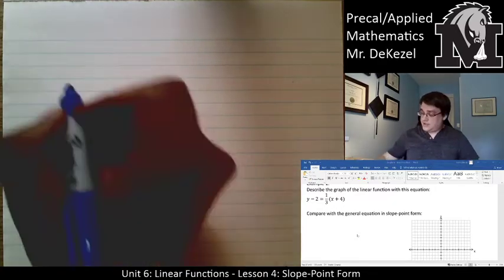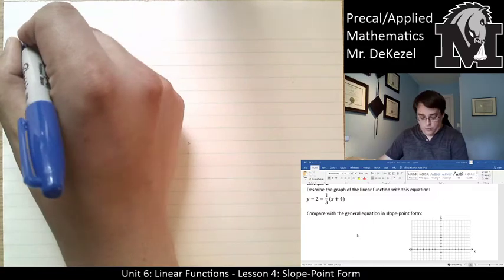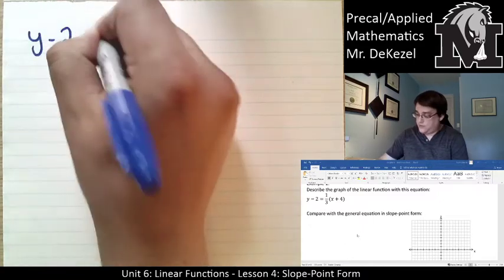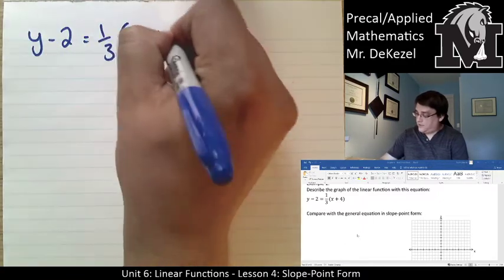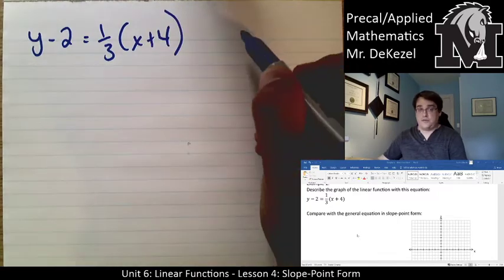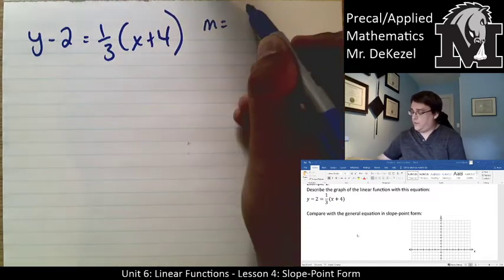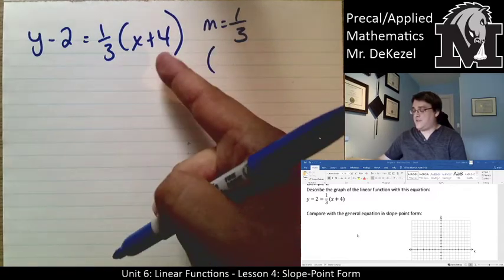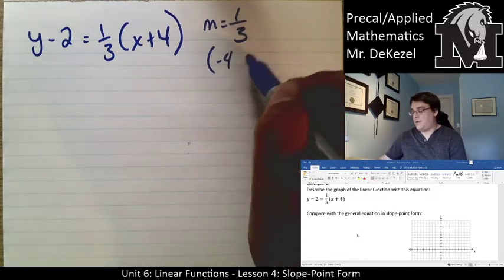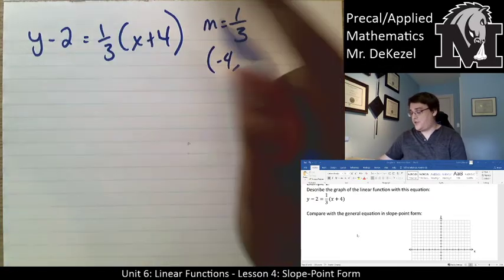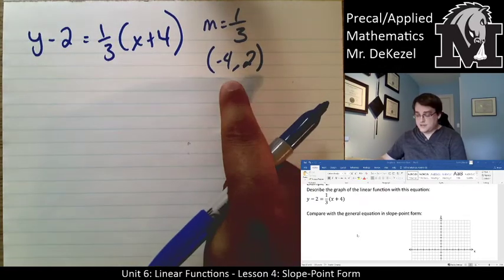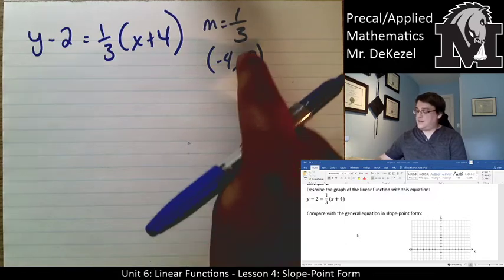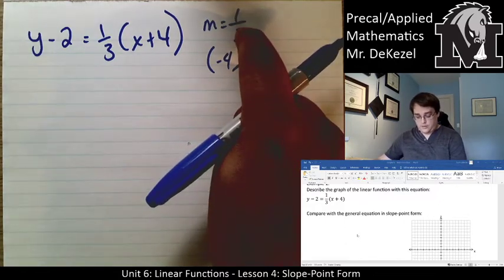So let's do that. We have y minus 2 is equal to 1/3 x plus 4, which means that the slope of this line is right here, 1/3. And the point that we have on the line is the x value but flipped over, so negative 4, and then the y value but flipped over, so plus 2. So that is the point on the line, and that is the slope.